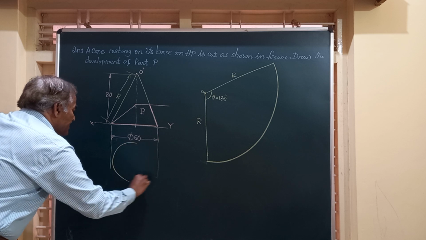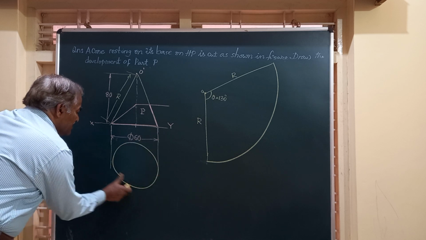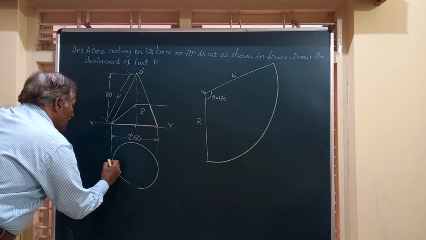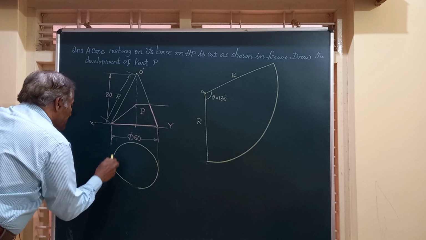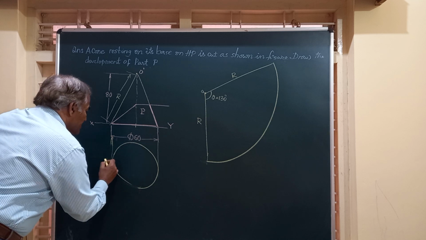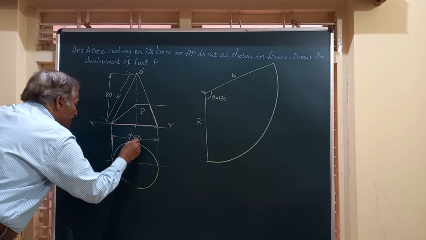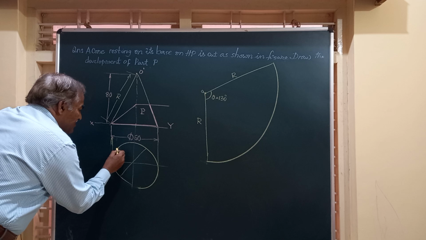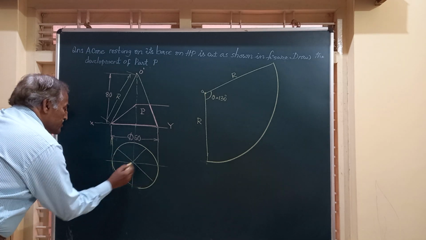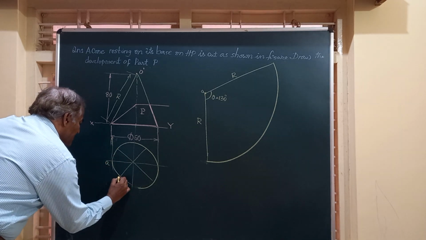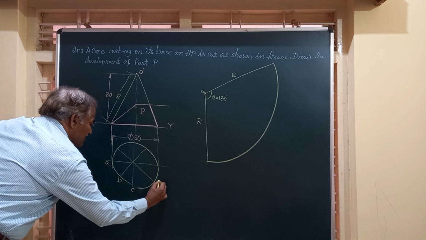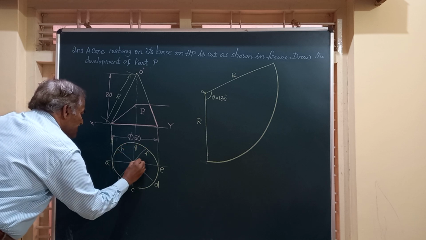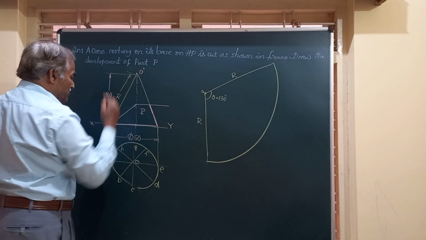Let us write down the top view of the cone, which is a circle of the given diameter, 60 millimeters. I am going to divide this circle into 8 equal parts as we have done before. I mark these as A, B, C, D, E, F, G and H. And O is the apex, so the O dash is marked here.